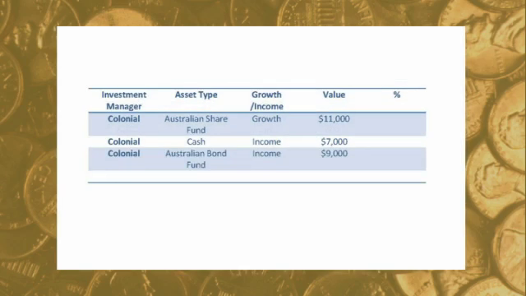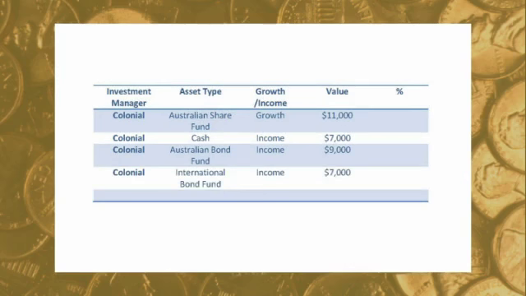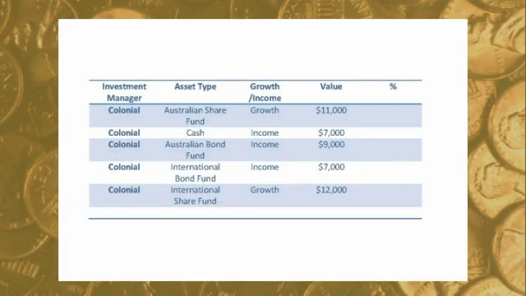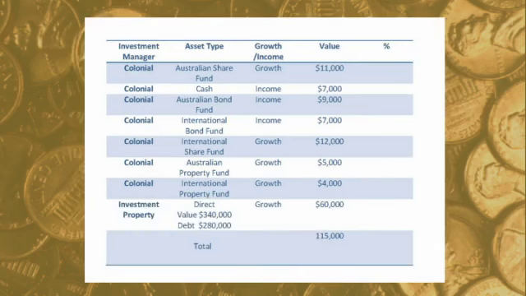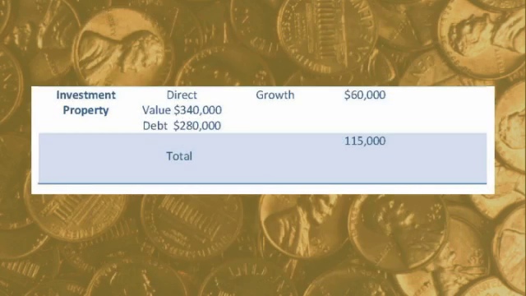We've got Australian Bond Fund, we've got an International Bond Fund, International Share Fund, Australian Property Fund, International Property Fund, and the next one's a bit more interesting. We've actually got an investment property. Now that investment property is valued at 340,000. We've got debt of 280,000, so I've added the value being the equity of $60,000 in its value. That gives us a total of $115,000 worth of investments that we're going to analyse for portfolio analysis.